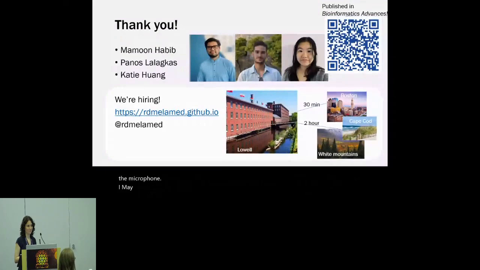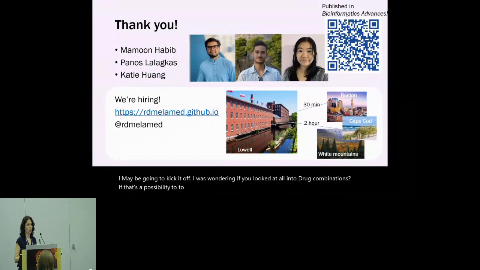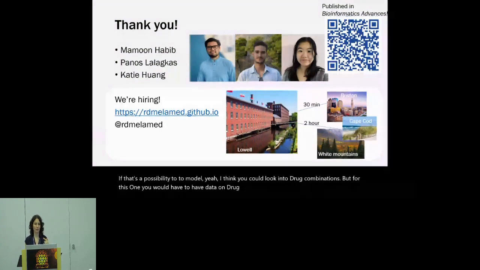I was wondering if you looked at all into drug combinations, if that's a possibility to model. Yeah, I think you could look into drug combinations, but for this one, you would have to have data on drug combination in vitro effects, which we don't have. But drug combinations is definitely a topic that we're interested in in the lab. So if you go to my talk I'm giving tomorrow, that's actually on drug combination effects on cancer. And we're doing other kinds of graph network models to predict drug combinations.